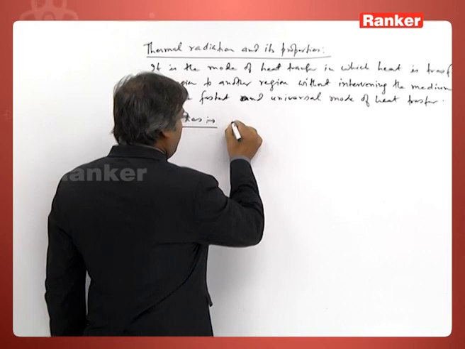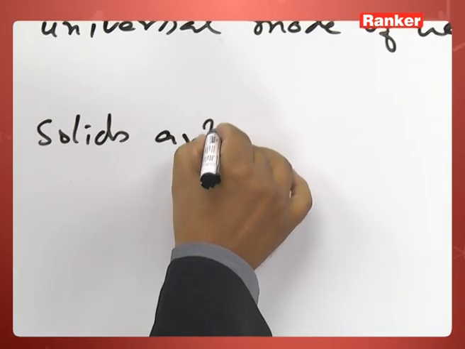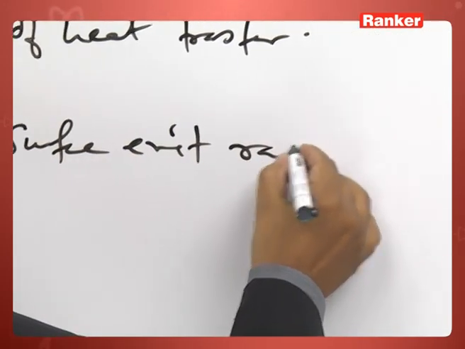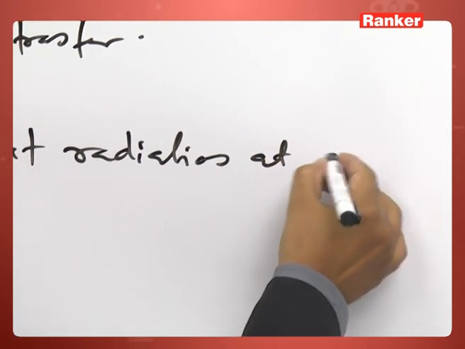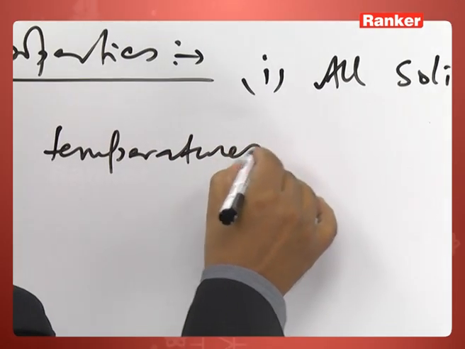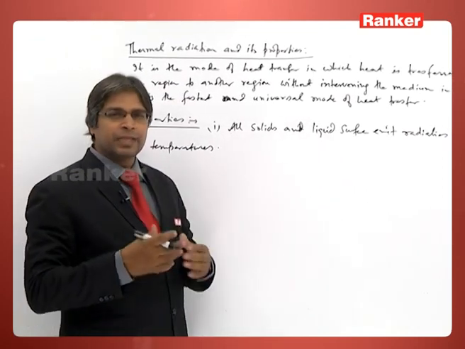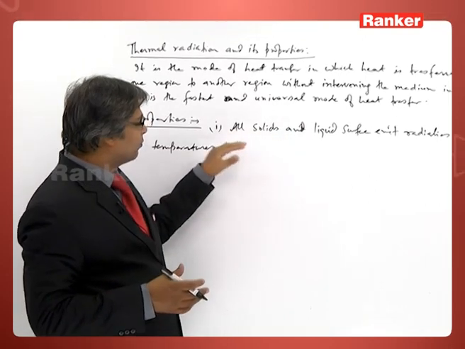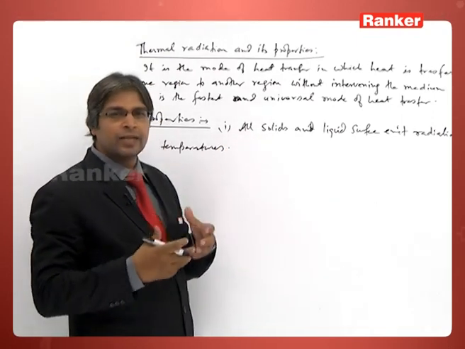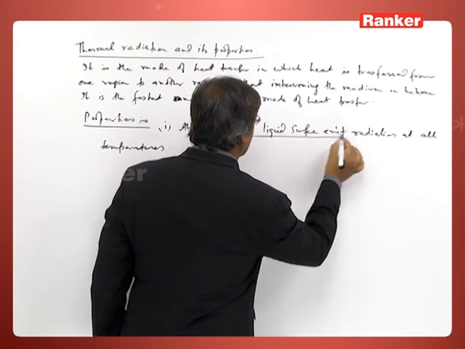So, number one property, all solids and liquid surfaces emit radiations at all temperatures. Gases also emit, but the radiation emitted by gases will be different and we won't study that here. So, what radiation we are talking about, that is the infrared radiation that largely comes from the surface of solids and liquids.